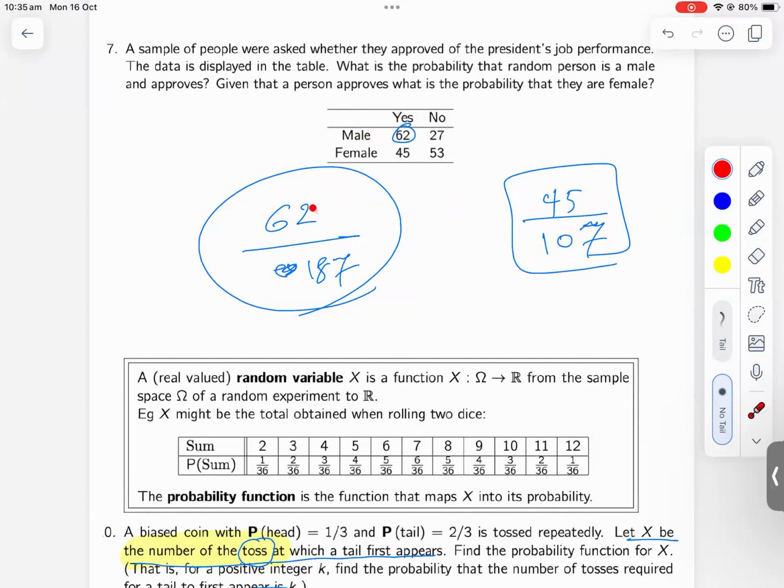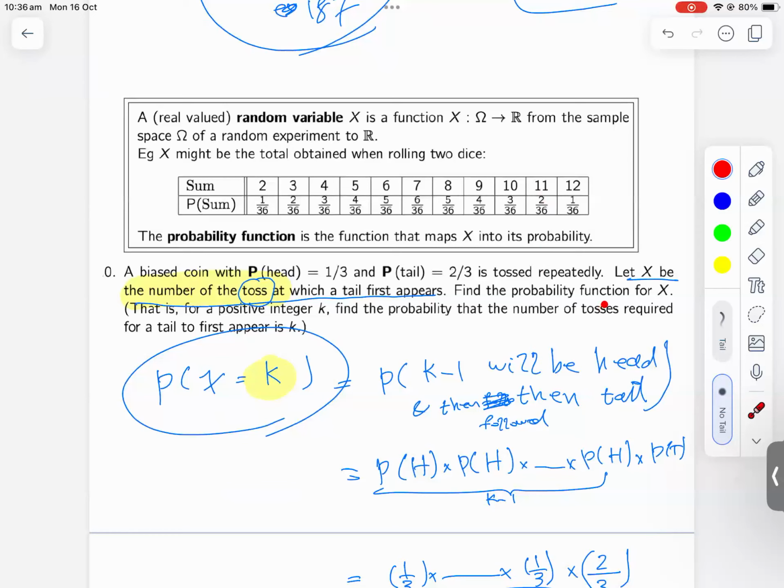Now, a biased coin: the probability of head is 1/3, and the probability of tail, as a result, is 1 minus this. Find the probability distribution for X, where X is the number of tosses at which we see the first tail.